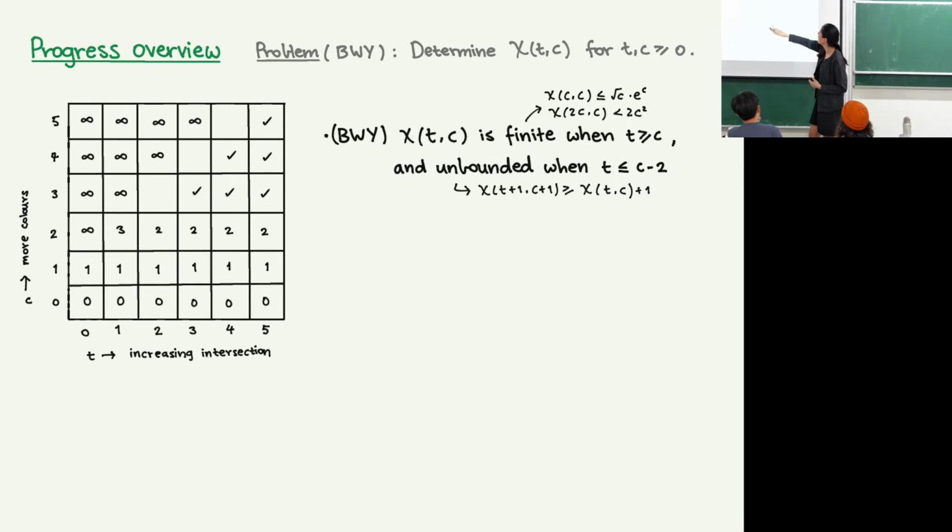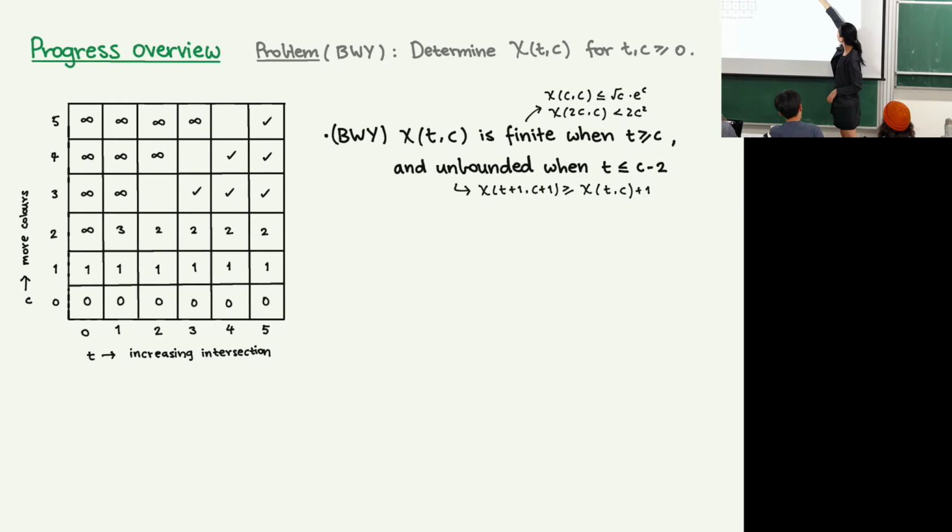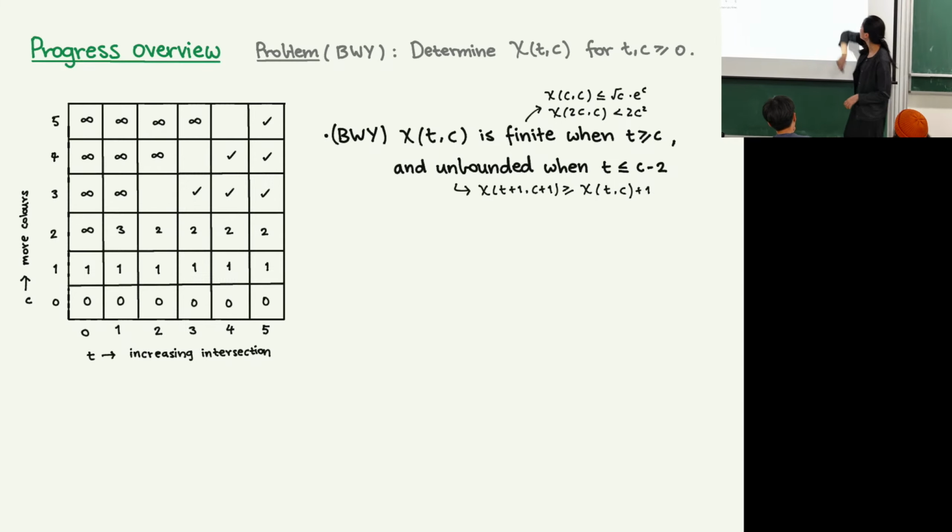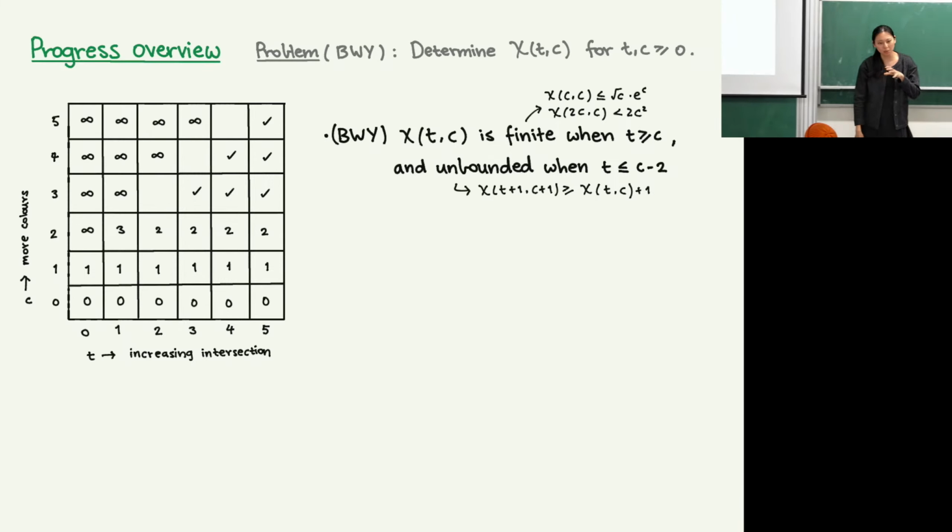is quite important. It's that chi of t plus 1, c plus 1 is at least chi of t, c plus 1. This is also pretty easy to show.